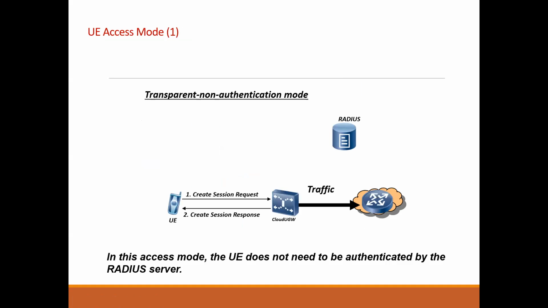So there are three different access modes that a UE mobile station can use when it is accessing your internet traffic. The first one is called your transparent non-authentication mode. As you would understand by the terminology, it's transparent and does not need any authentication. So you send a create session request, no authentication is required, and GGSN based on its internal checks, as we studied, based on the APN, which IP needs to be assigned and whether the service is allowed, then sends a create session response.